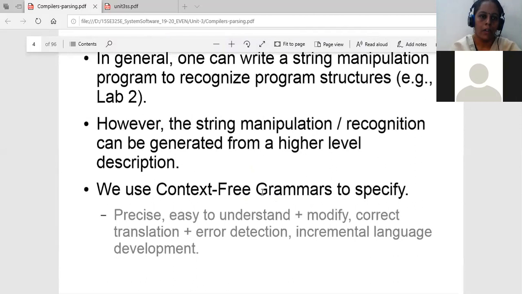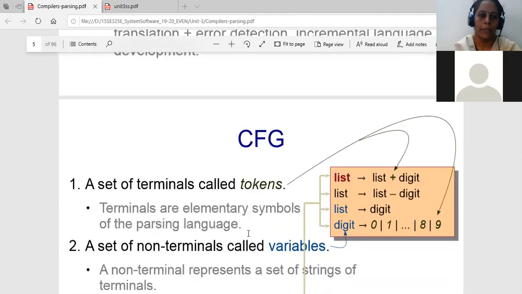Here we are going to see one type of grammar that is called context-free grammar. Context-free grammars are very useful to understand the syntax in the given language and modify it, or if there is any error, detect it and develop the program. So this is a simple example for context-free grammar.